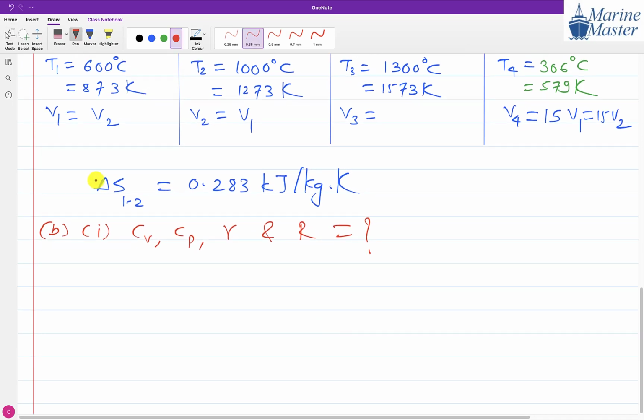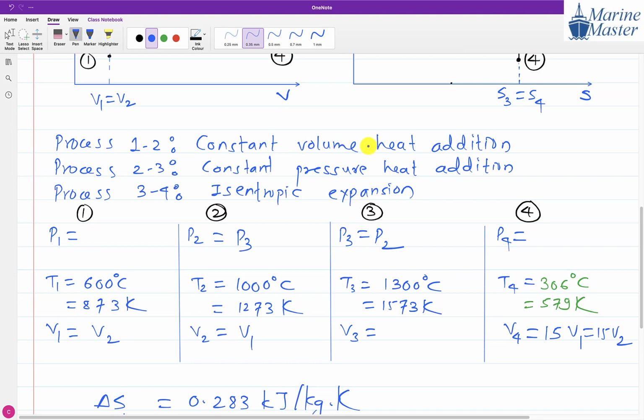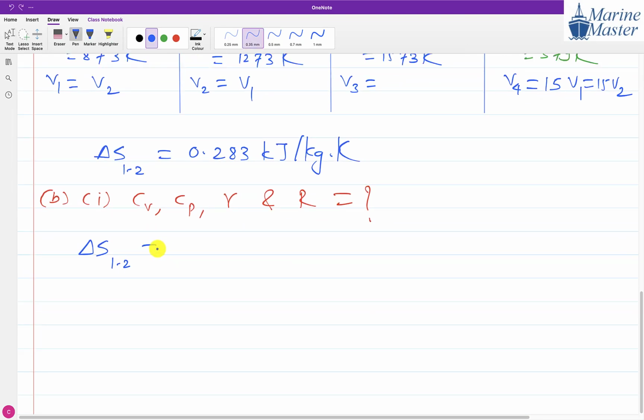And how to achieve that? For that purpose, they have given us delta S 1 to 2. What is delta S 1 to 2? They have given us 0.283 kilojoule per kg Kelvin. If you observe carefully, what is process 1 to 2? Constant volume. And for constant volume, what is the relation of change in entropy?